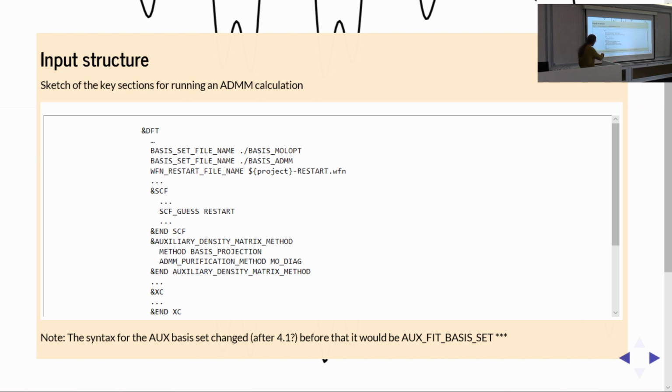And then to turn on the auxiliary density matrix method, in DFT there's this auxiliary density matrix method section. Just stick with basis projection unless you know what you're doing. The ADMM purification method is either none for the simple one or MO_DIAG if you want to have these corrections to make it normalized.